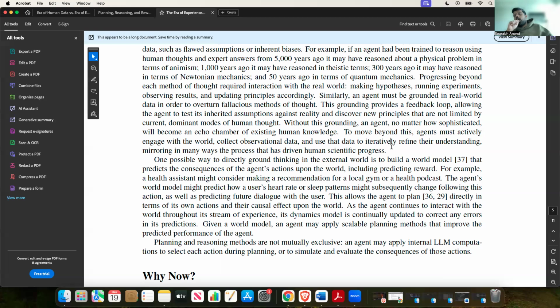Let me give you an example. In the case of autonomous cars like Tesla or Waymo, what a world model would look like is that the experiential agent, in the case of Waymo or Tesla, would possibly run millions of simulations.